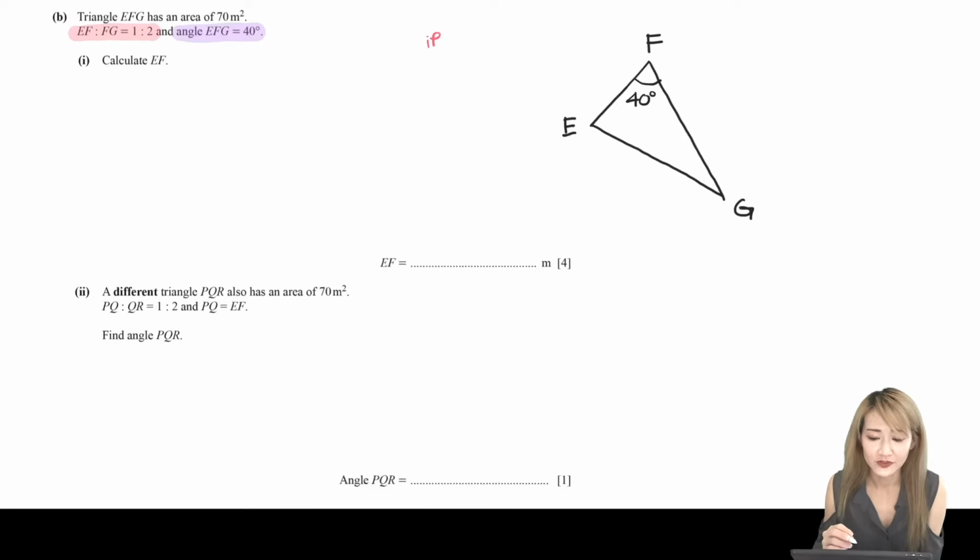This means that if EF is equal to X, then FG would be double of that. So FG would be equal to 2X. And we are given that the area is 70 meters squared.